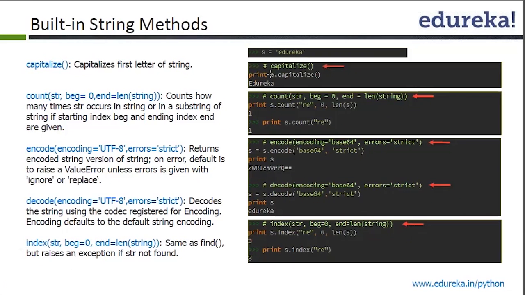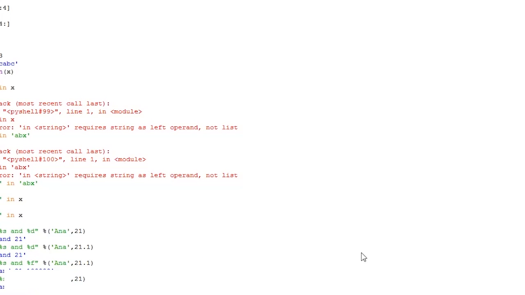And you have some of the other built-in methods, like capitalize, which just capitalizes the first character, and then you have count. You are saying s.count('re') from 0 to length of s, you're counting 're' in s. What is s? s is Edureka. So 're', yes, it exists. How many exist? Just 1. Does it make sense, guys?